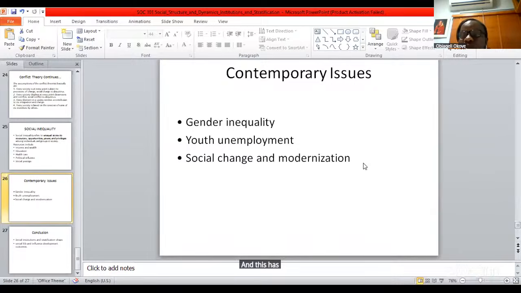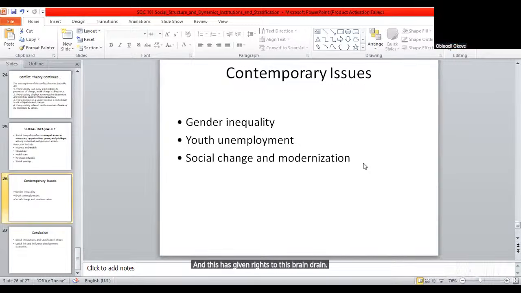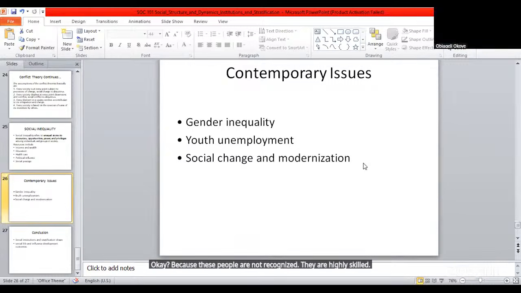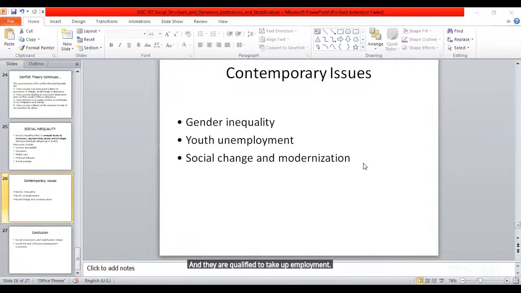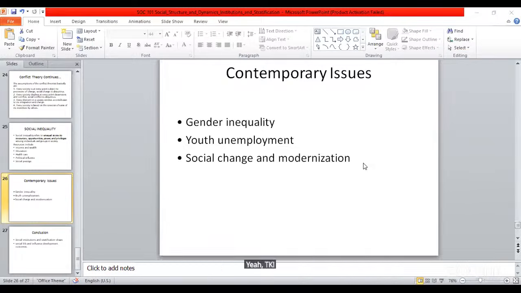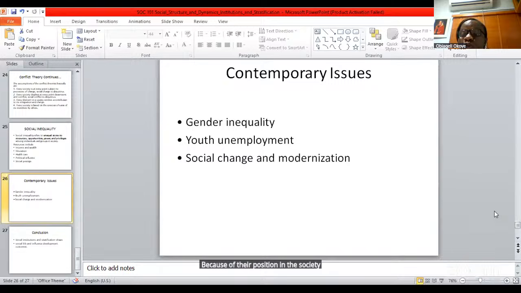And this has given rise to brain drain, okay? Because these people are not recognized, though they are highly skilled and qualified to take up employment, because of their position and status in the society, they are unable to secure employment. So they have to move out. They have to look somewhere else in search of employment in countries where their skills will be appreciated.